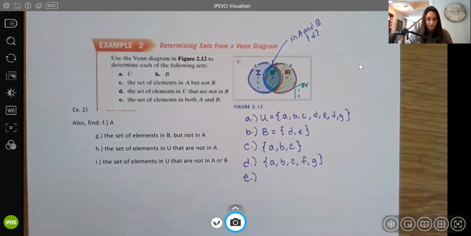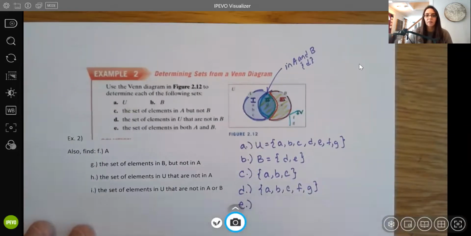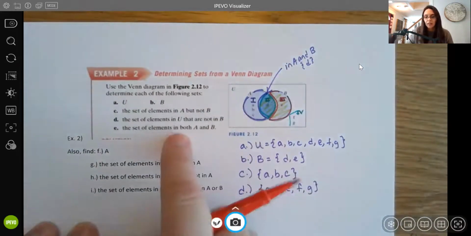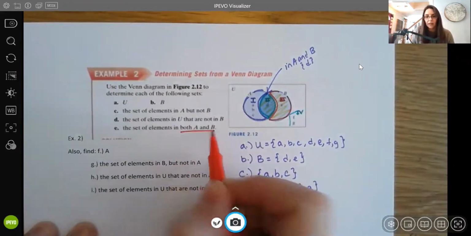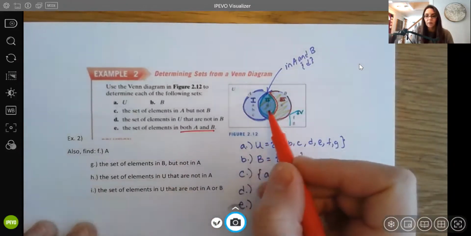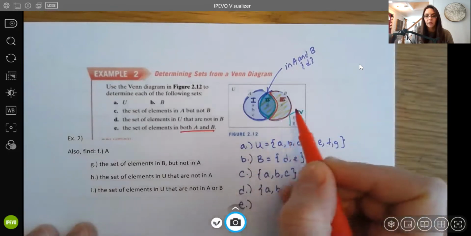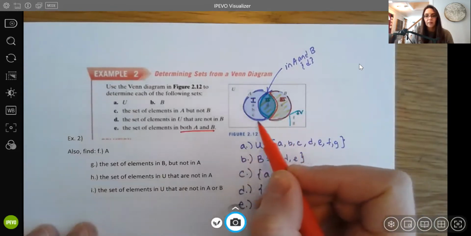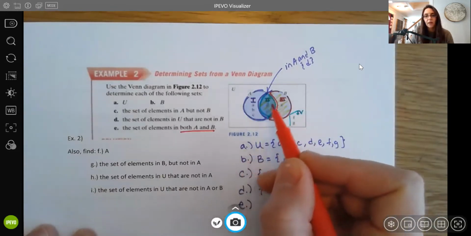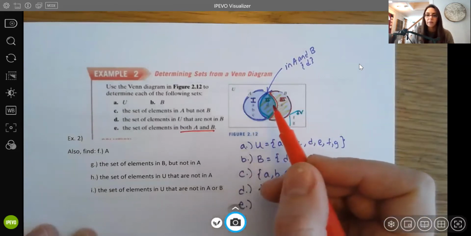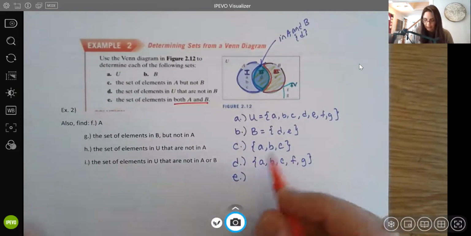Now for E, it says the set of elements in both A and B. So we kind of already talked about this one. If it's in both A and B, that's this overlapping region in the middle, right? Because here are all the elements in B, and then here are all the elements in A. So this piece in the middle is D, that's your overlapping region. So that would be your elements in both.